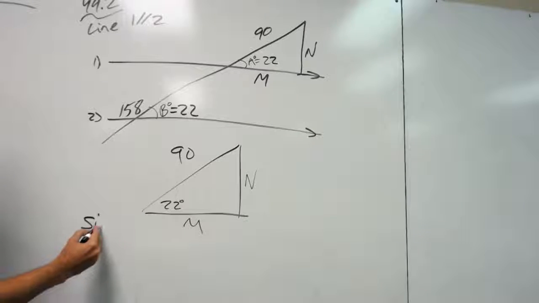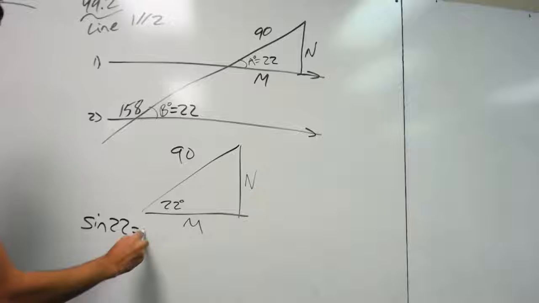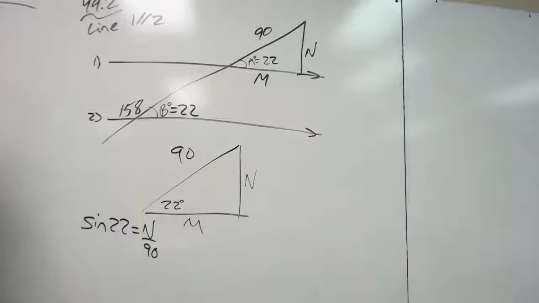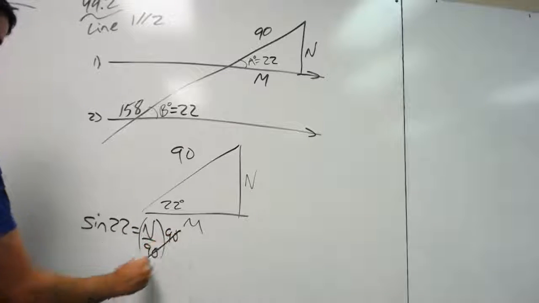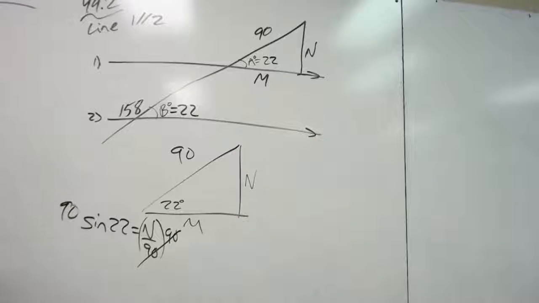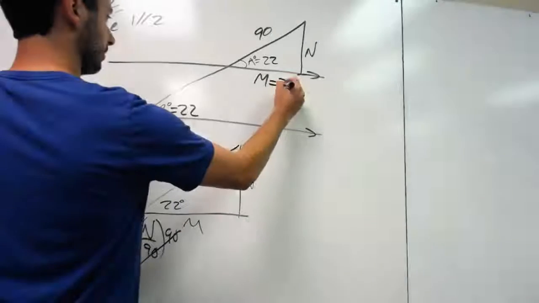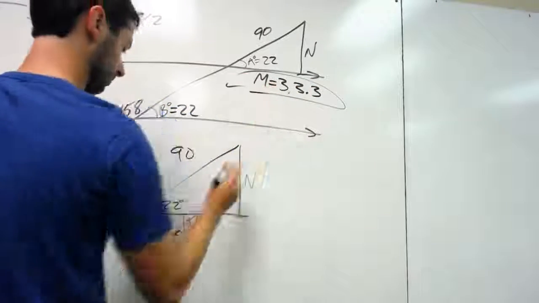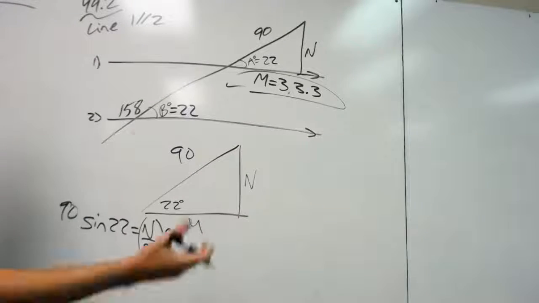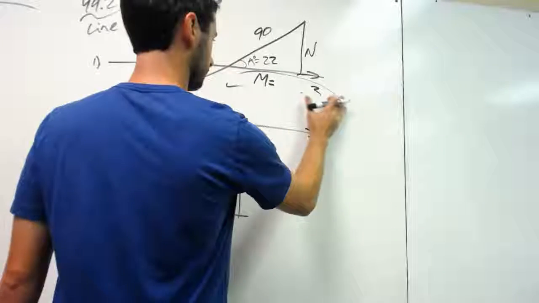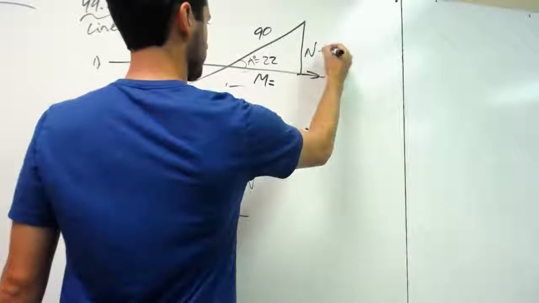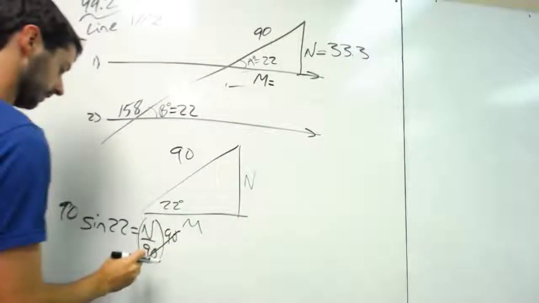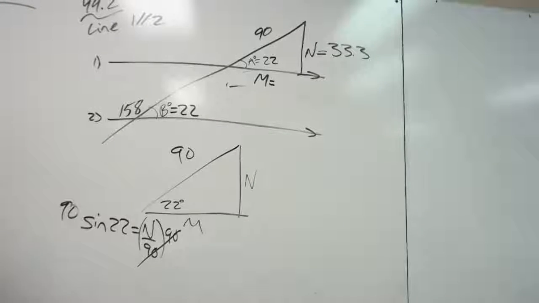Sine of 22 equals N over 90. Multiply by 90. And 90 sine 22 would be 33.3. N is 33.3, and now we just need to find M.